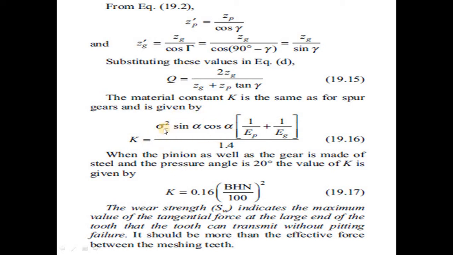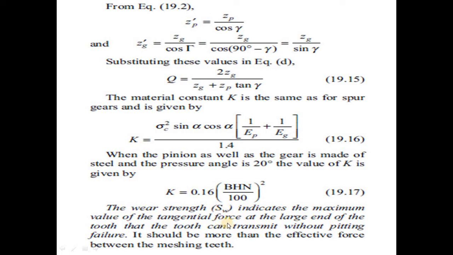There is no option for these formulas. Sigma c square, sin alpha plus cos alpha in bracket, 1 upon EP plus 1 upon EG, divided by 1.4. These formulas are different for helical and bevel gear. You can remember those formulas, and K is equal to 0.16 into BHN divided by 100, bracket raised to 2. This is the K value in terms of Brinell hardness number, and you can find out these values, and finally you can check the wear strength value and P effective value.